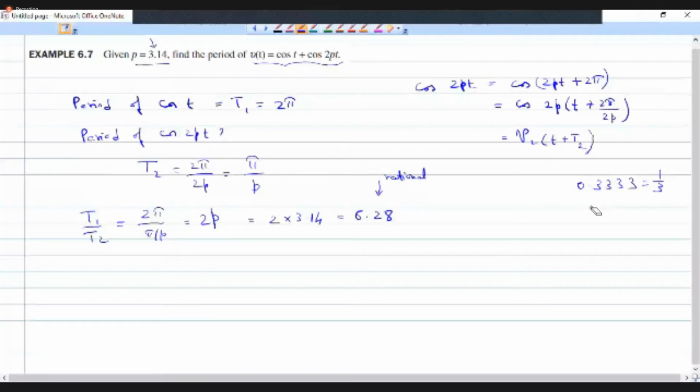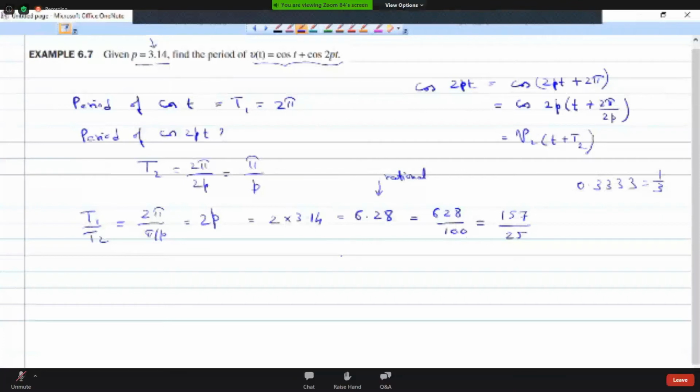So this is a rational number because we can write it as equal to 628 divided by 100. Then you reduce this to the smallest integers. If you use your scientific calculator, you can find the smallest integers. This could be written as 157 by 25. So this is a rational number because we can express 6.28 in terms of two integers. Therefore, v of t is periodic. And what is the period?